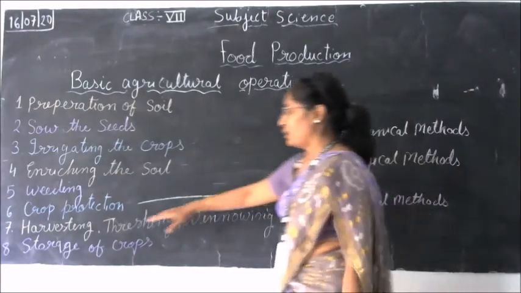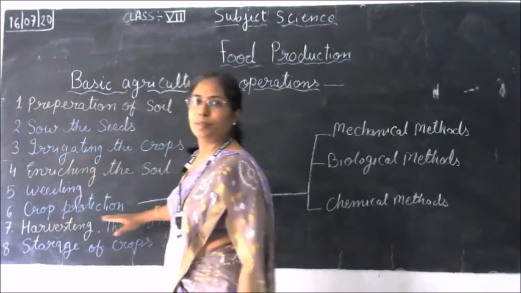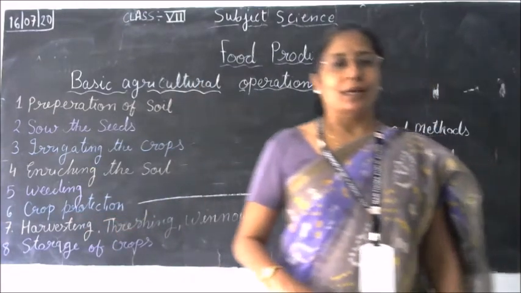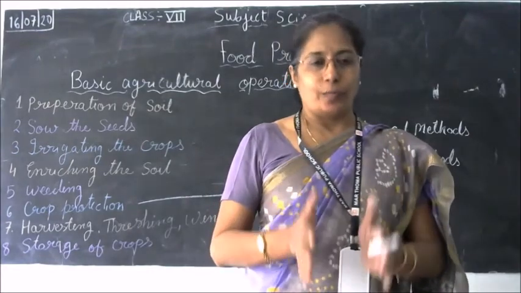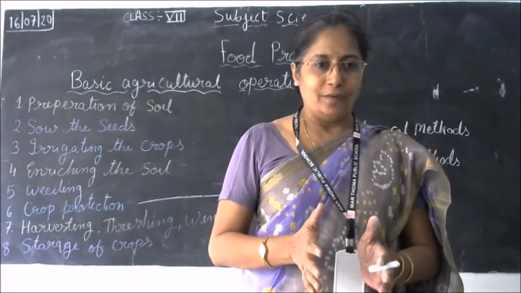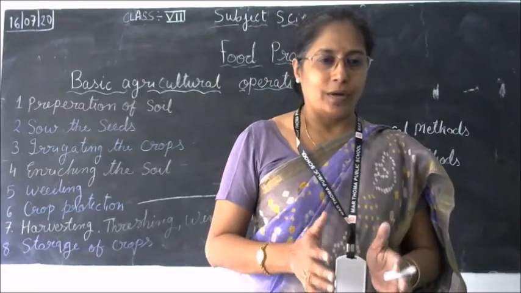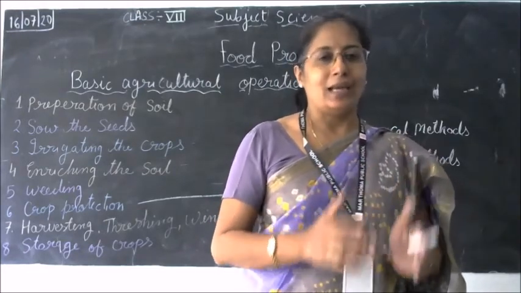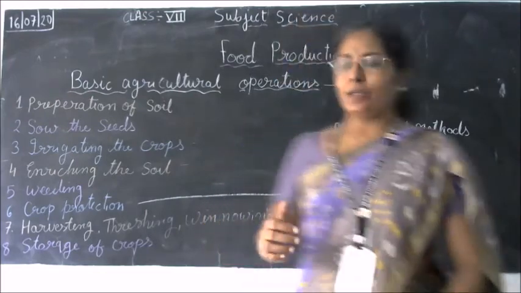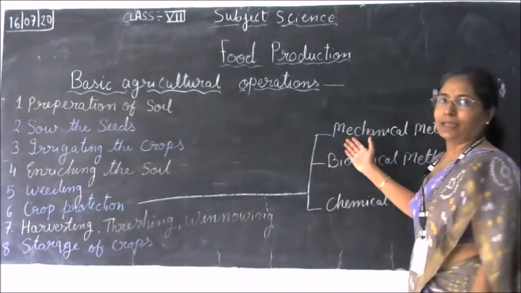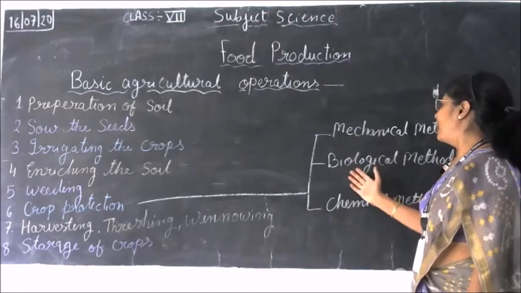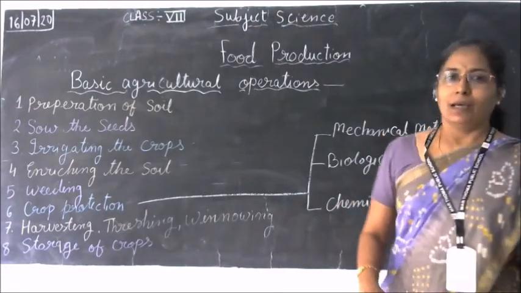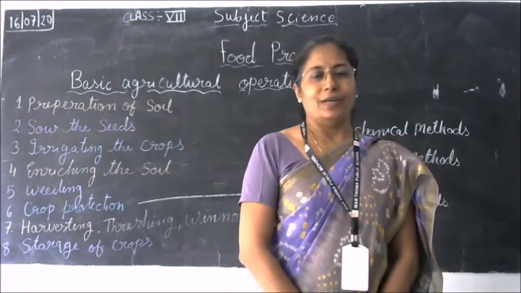Next agriculture operation is crop protection. Yes, farmers have to protect the crop once the crop is grown. They have to protect the crop from microbes, insects, birds, animals. So they are again using the same techniques: mechanical technique, biological method and chemical method. You must have seen a scarecrow in the field.